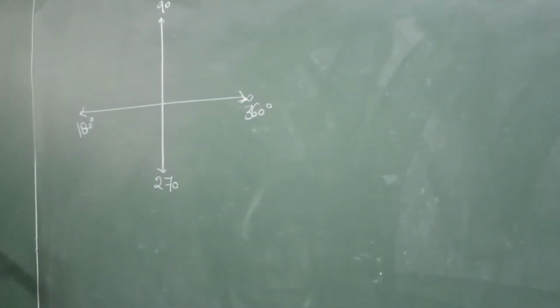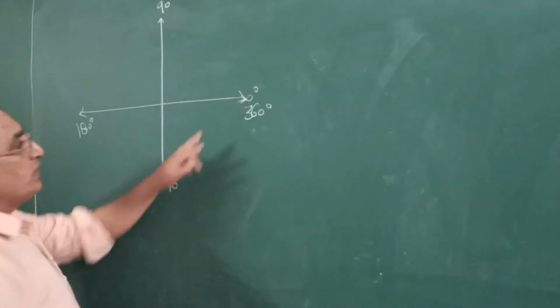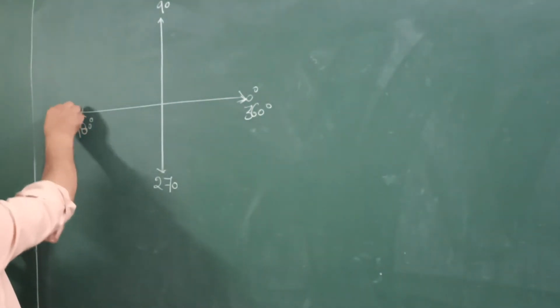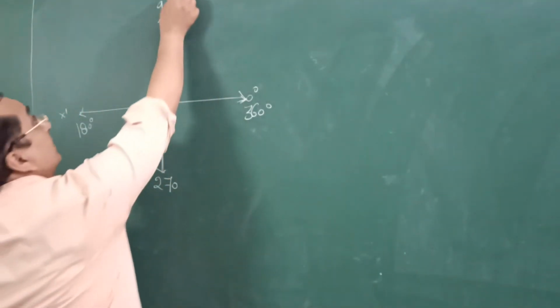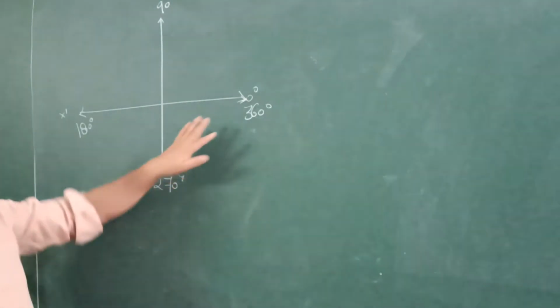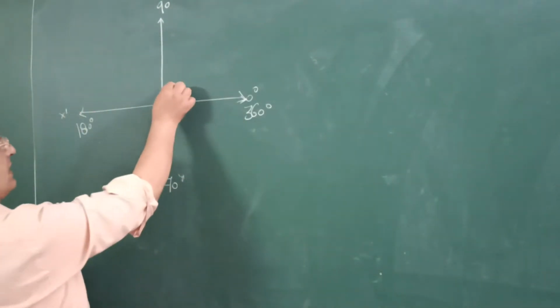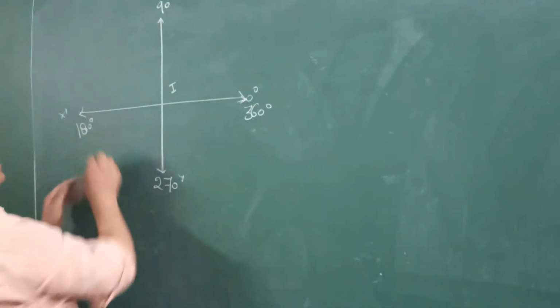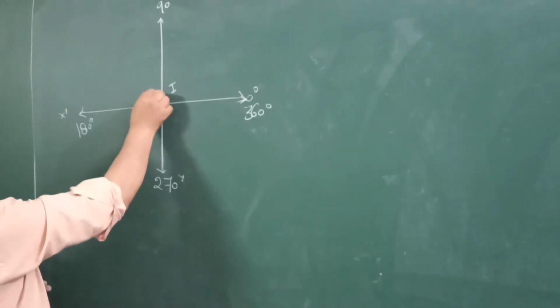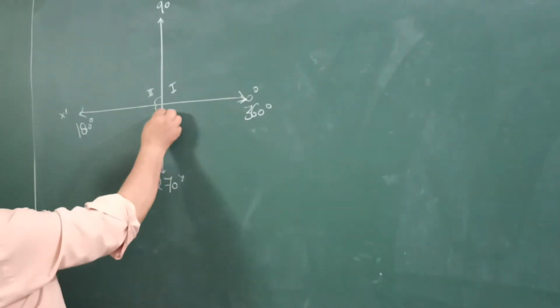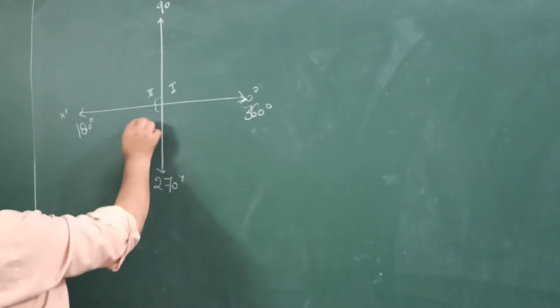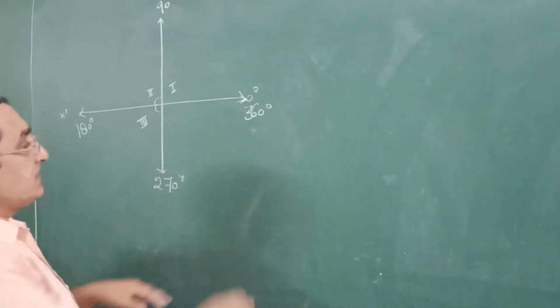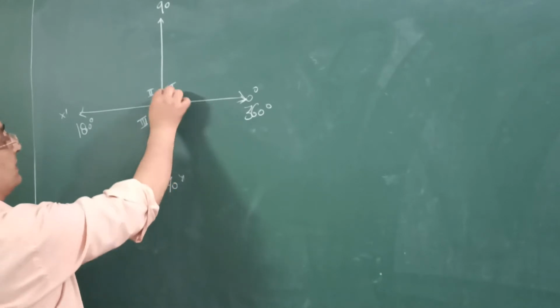Okay, now look at the board. This is the coordinate system, x-axis and y-axis. The x-axis is where the value is 0 degree, and this is 180 degree. This is 90 degree on the y-axis. 0 to 90 degree is known as the first quadrant. The second quadrant is from 90 degree to 180 degree. 180 degree to 270 degree is the third quadrant, and 270 to 360 is the fourth quadrant.